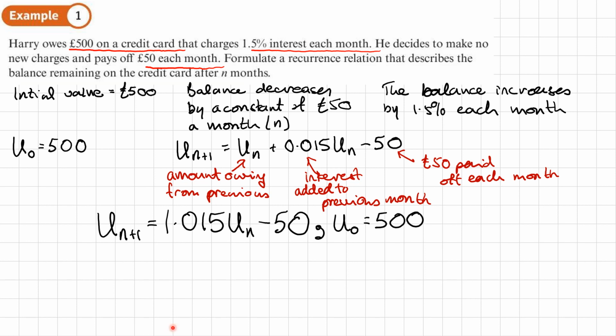Okay, and just check it to see if it works. So we start with 500. We're going to increase 500 by 1.5%, then take off 50. Okay, and then we'll get some new number. Then we'll take that new number, increase it by 1.5%, but then take off the 50. So just think through it in your head, what's going on, and see if it makes sense. Does it really answer the question? Okay, and I think this one does. So there we go. That will give us the balance remaining after n months.